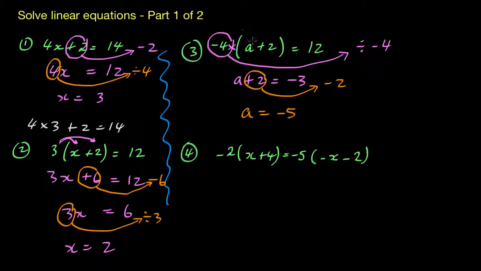Once again, we'll test that. So minus 5 placed into here, where the a is, we're going to have minus 5 plus 2, that's minus 3. Minus 4 times minus 3 is 12, because a minus times a minus is a positive.